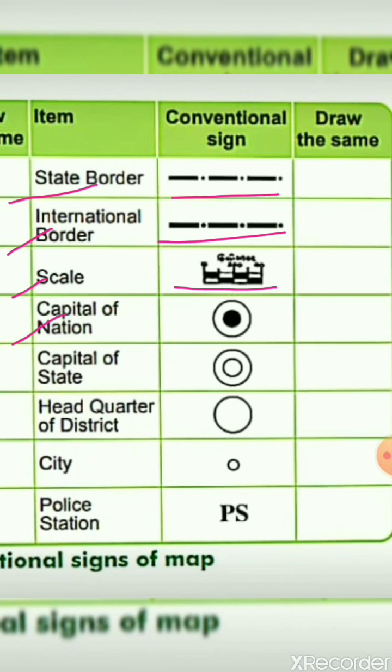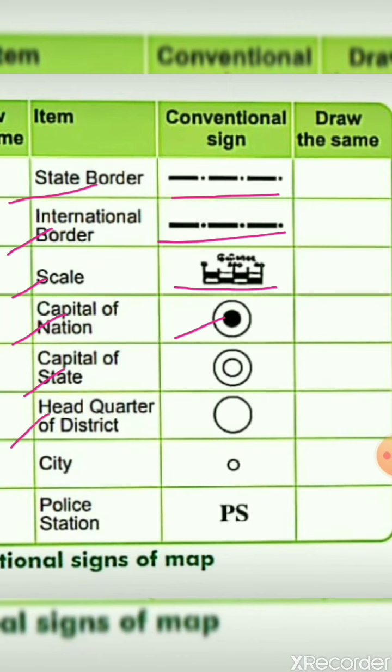Okay, convention, capital of nation, उसके लिए अलग sign है. This is the capital, that means Delhi is the capital of India, right? For that reason, if you see in the map, this sign will be seen. Capital of a state, like Gujarat capital is Gandhinagar. So Gandhinagar में, if you see in the map, this symbol, that means Gandhinagar is the head capital of the state.